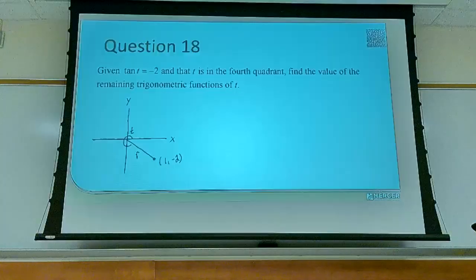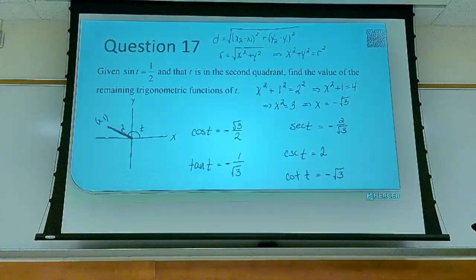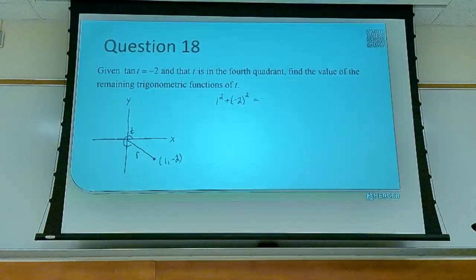You also have to use your knowledge that it's in quadrant 4 to know which one's positive and which one's negative. It's the same one as before, except there was a different trig function. It was sine, which is y over r. Okay. 1 squared plus -2 squared has to be r squared. R squared is 5, right? What's r?